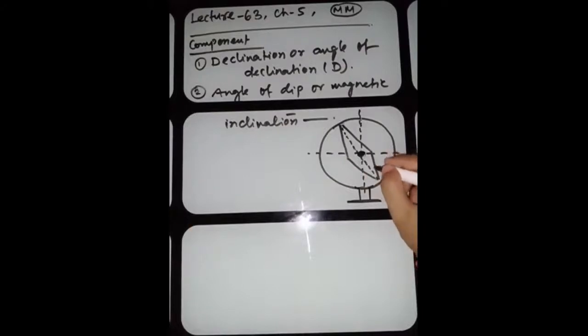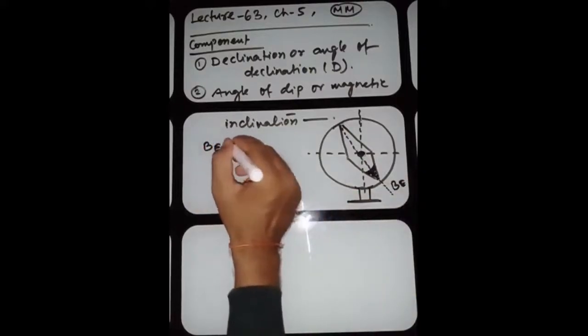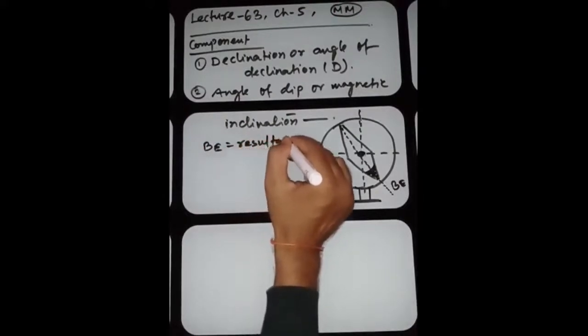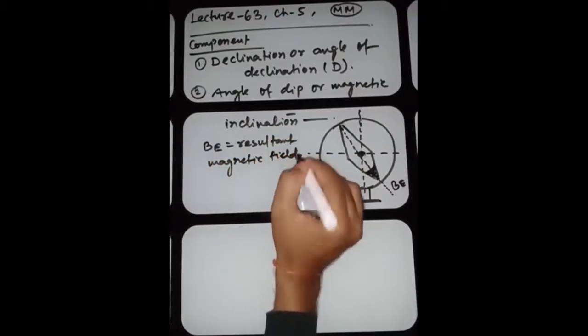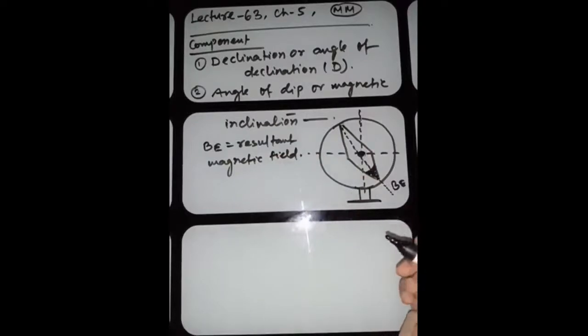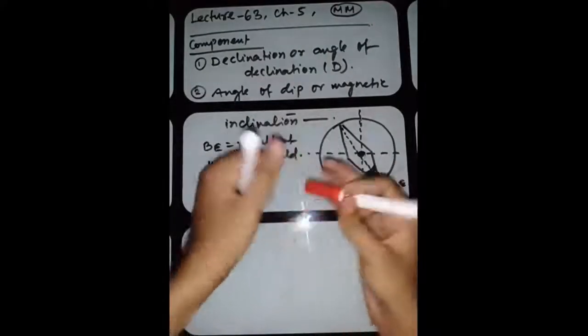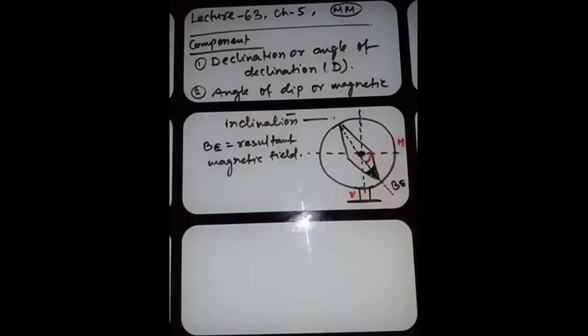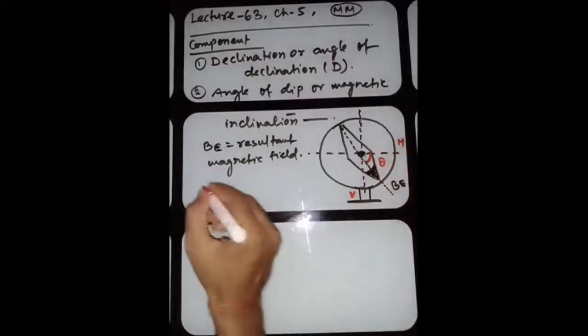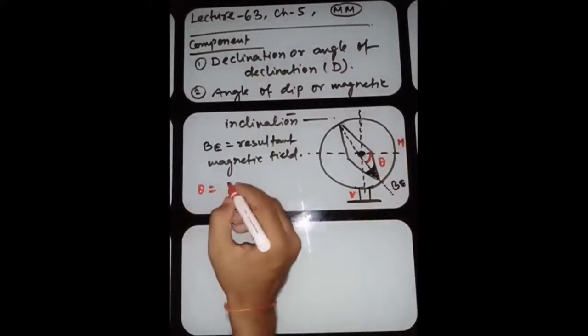This particular point is painted to represent north. Now this direction is the net magnetic field of the Earth, B, the resultant magnetic field. It makes a certain angle with the horizontal and the vertical. This angle is called theta, and this theta is considered the angle of inclination or angle of dip.